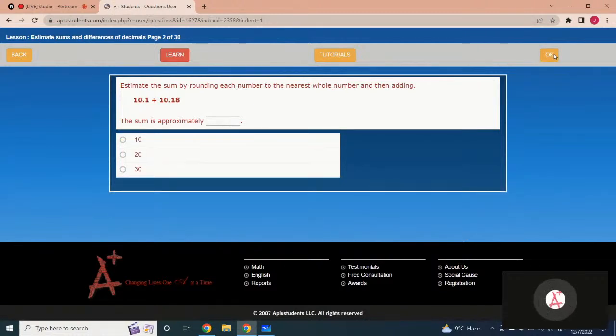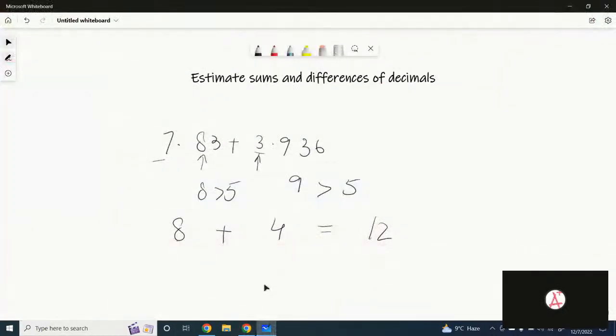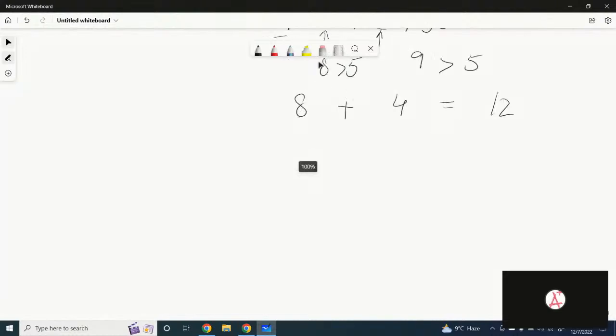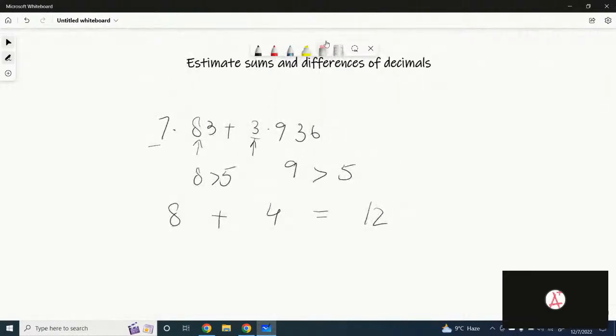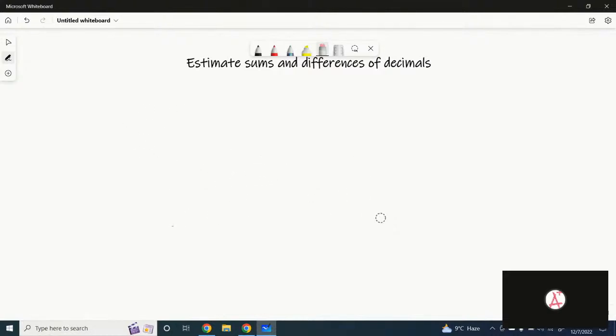Okay, the next one is estimate the sum by rounding each number to the nearest whole number and then adding. You have to round off the numbers 10.1 and 10.18. Okay, 10.1 and 10.18. Got it? So you have to round off to the nearest whole numbers.